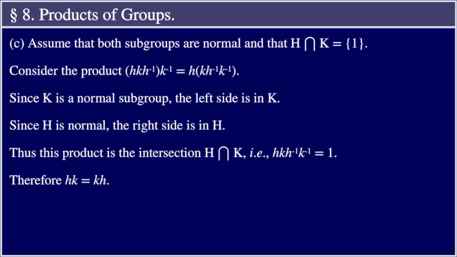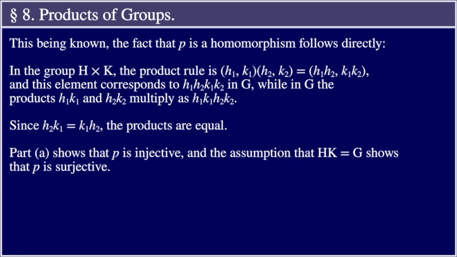C. Assume that both subgroups are normal, and that H intersect K is equal to 1. Consider the product, the quantity hkh inverse k inverse, which is equal to h times the quantity kh inverse k inverse. Since K is a normal subgroup, the left side is in K. Since H is normal, the right side is in H. Thus, this product is in the intersection H intersect K, i.e., hkh inverse k inverse is equal to 1. Therefore, HK is equal to KH. This being known, the fact that P is a homomorphism follows directly.